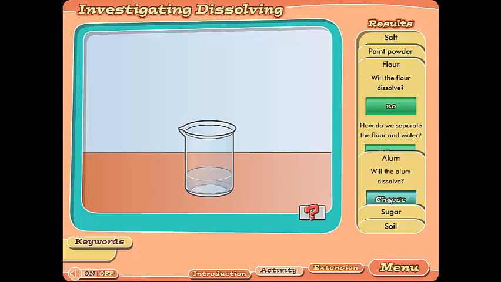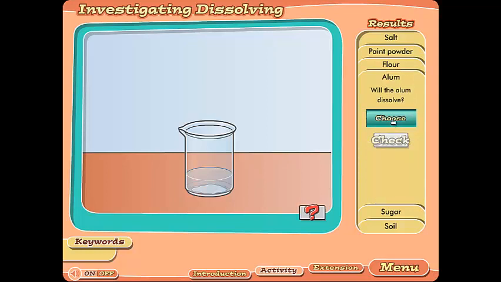Well done. Alum. Dissolve or not? Maybe yes. I'm not sure. Let's check. That is correct. Well done. It dissolves. So how can we separate it? It dissolves, which means it's soluble. How can we separate it? Filter or evaporation? We said if it's soluble, so evaporation. That is correct. Well done.